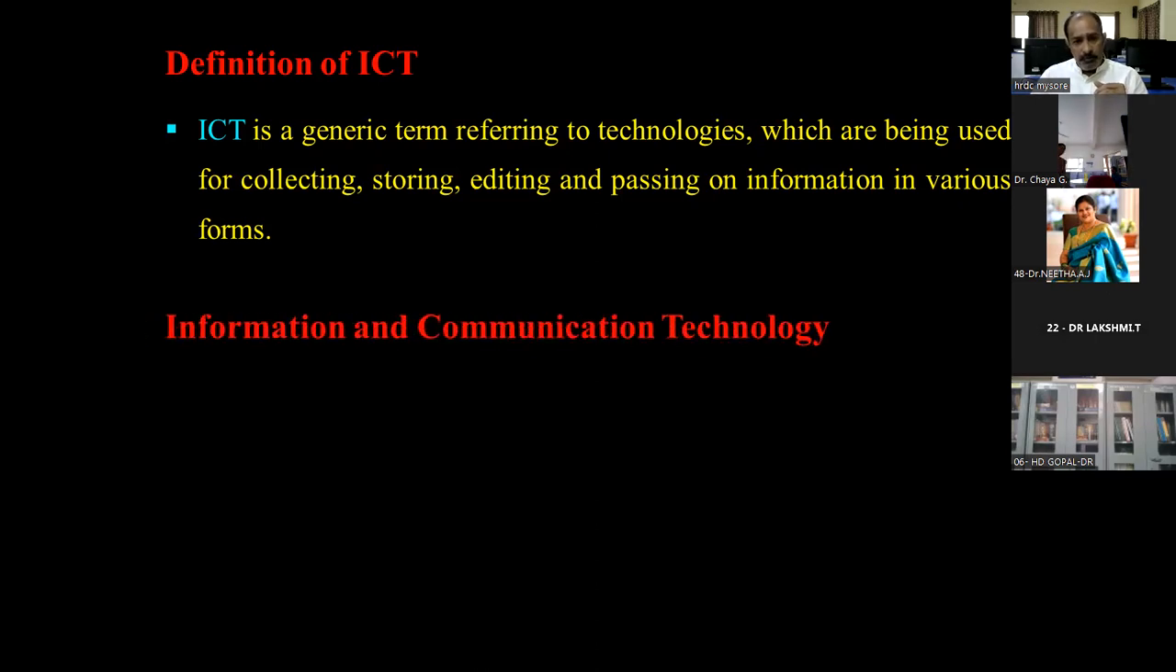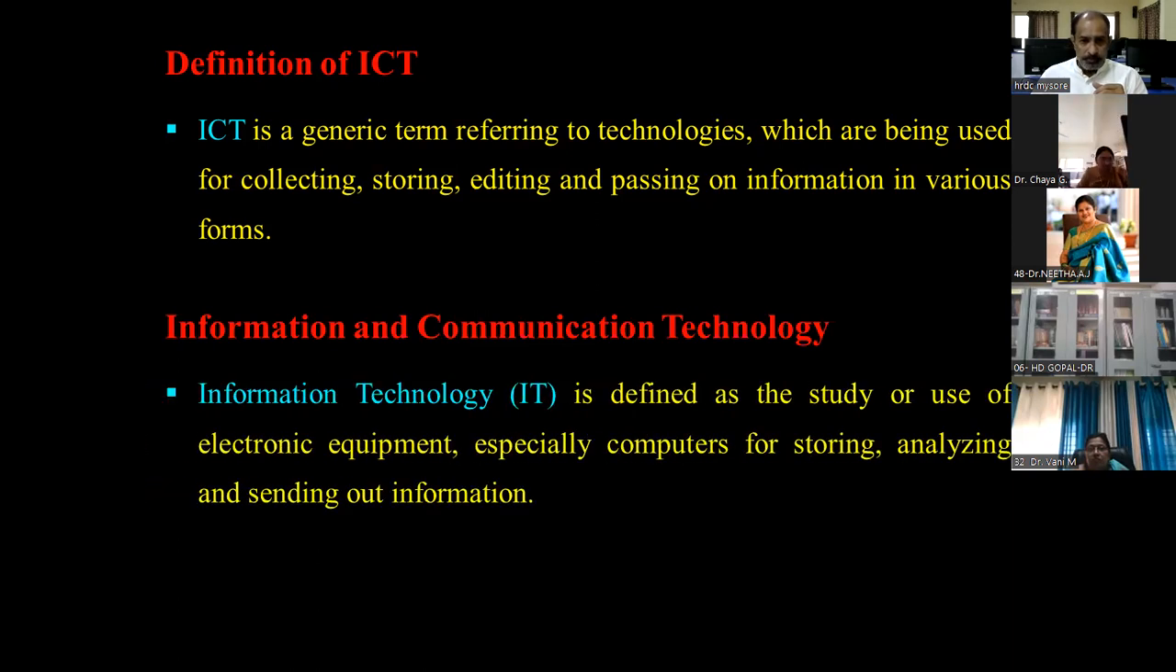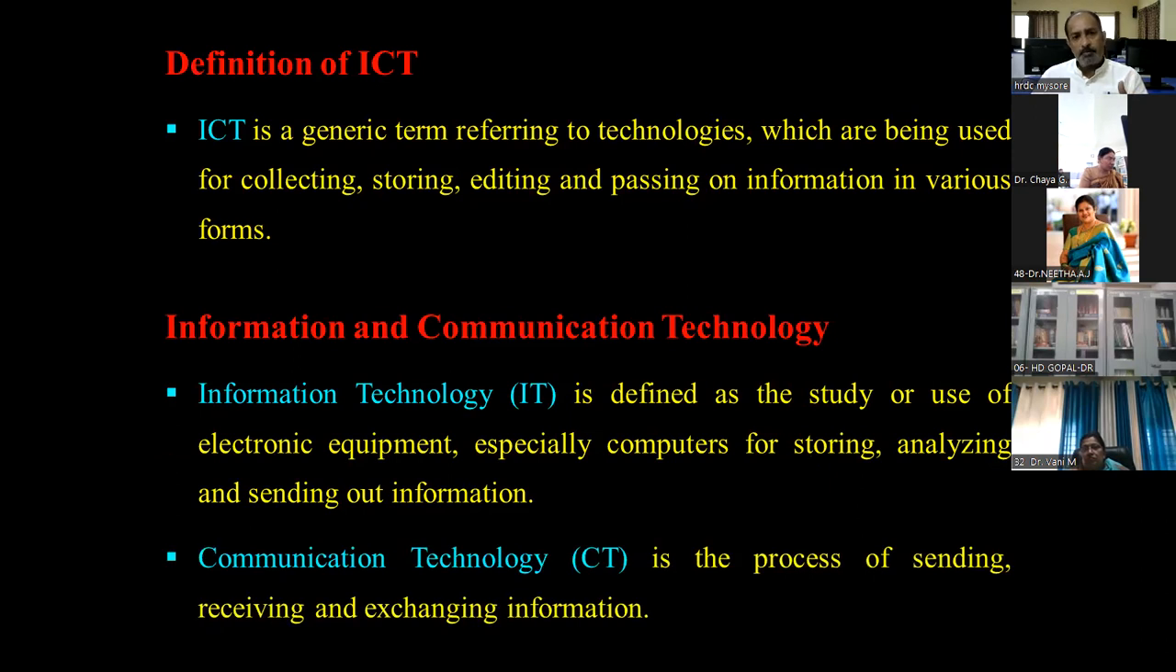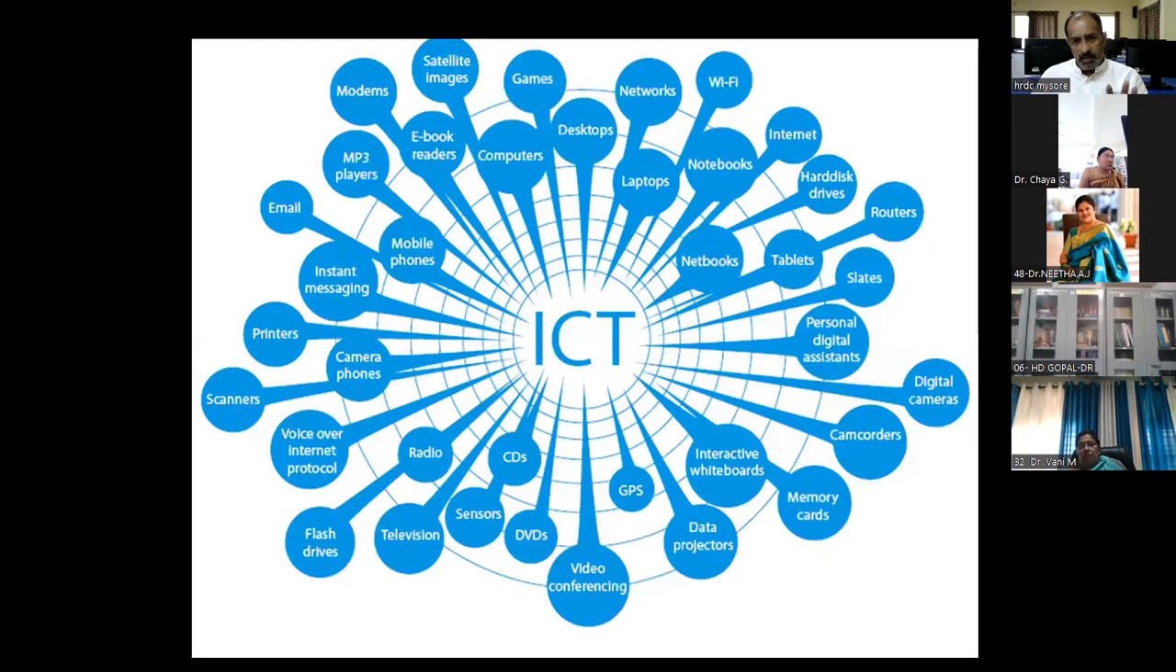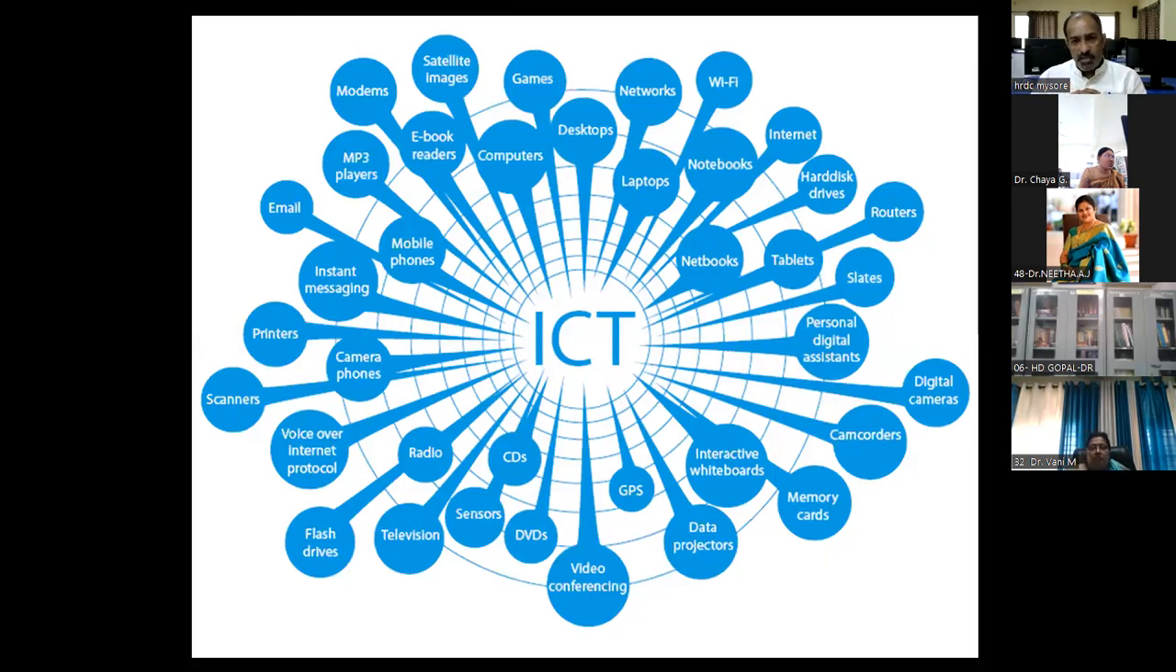Information and communication technology is defined as the study or use of electronic equipment, especially computers, for storing, analyzing, and sending out information. Of course, very similar to the previous one; we can just put it in a different way. Communication technology is the process of sending, receiving, and exchanging information. This is only a general definition. I'm sure that all of you are quite familiar with this. Let's simply skip this.